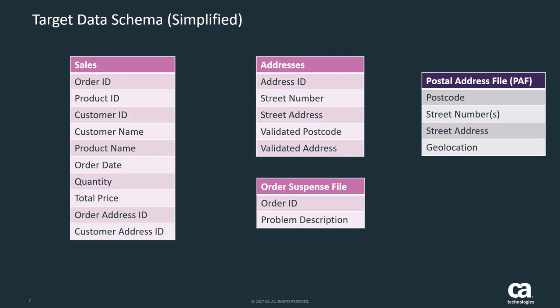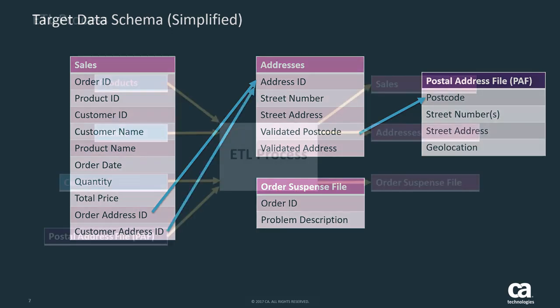Now those records that have no order ID or product ID information in the sales order record, we're going to write into an order suspense file, and these need some manual cleanup. The link between the sales record and the addresses, we're going to have both the order address ID and a customer address ID, and these two addresses will be referenced.